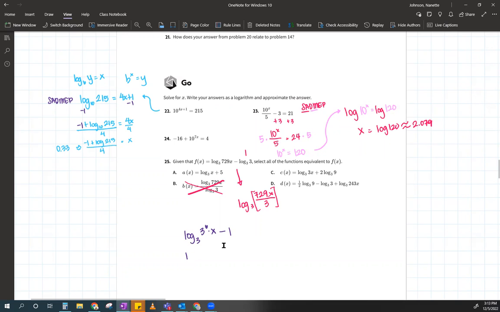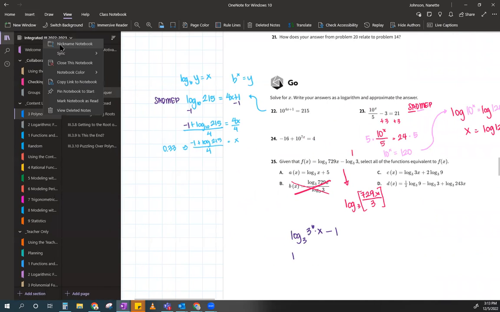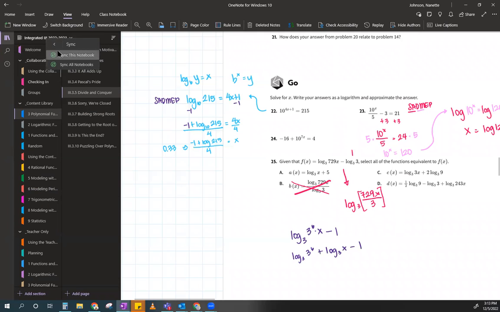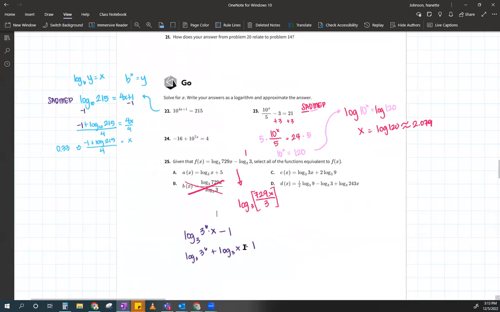So this log base 3 of x business right here shows up as soon as this catches up. Give me a second. There it goes. Right? This matches with this.